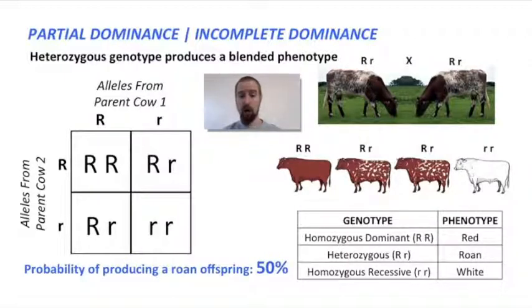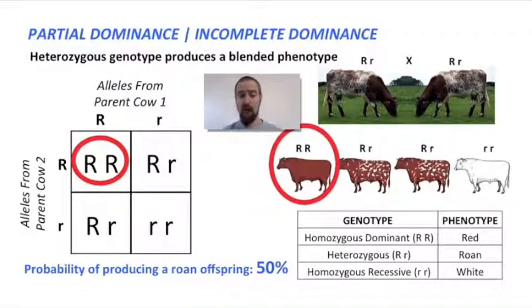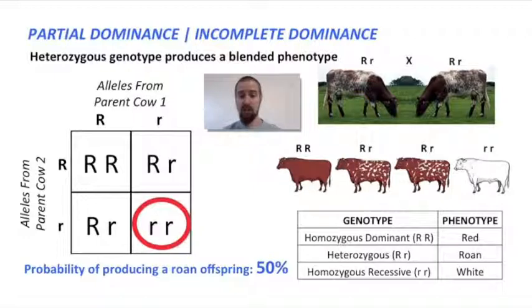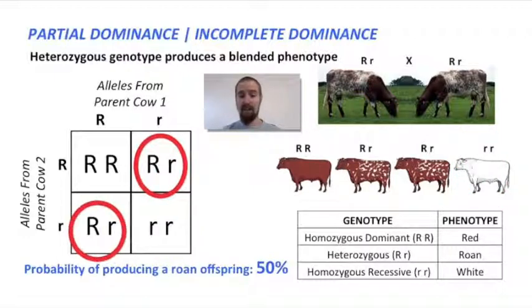Because if we cross a roan with another roan, there's always a 25% chance of producing a red-haired offspring, and a 25% chance of producing a white-haired offspring. In fact, we would only have a 50% chance of producing another roan offspring from two roan parents.